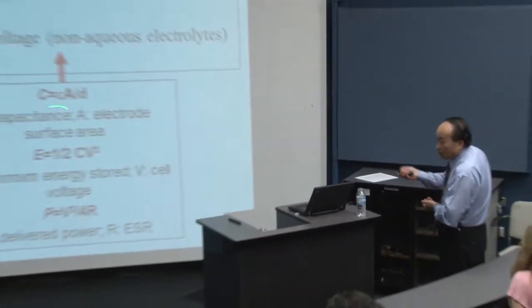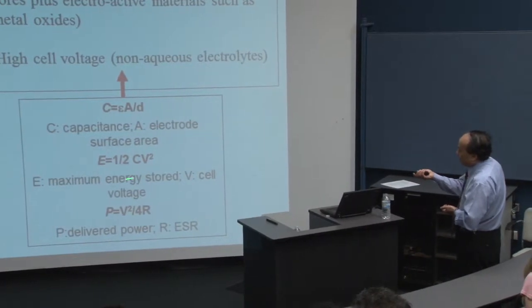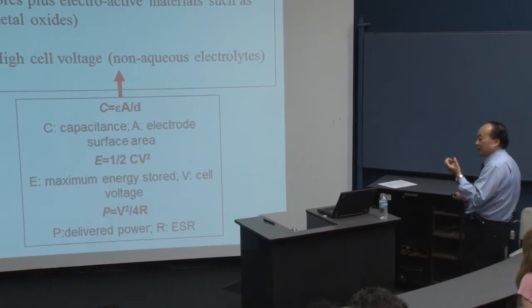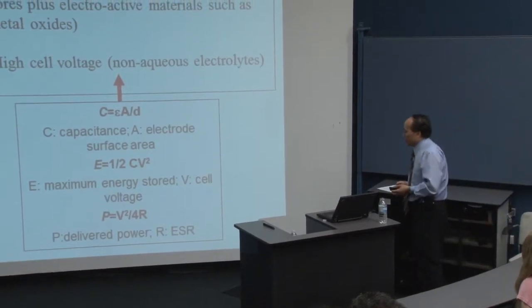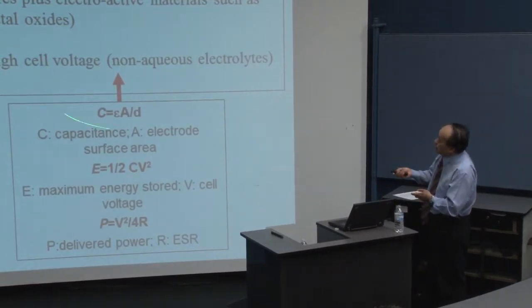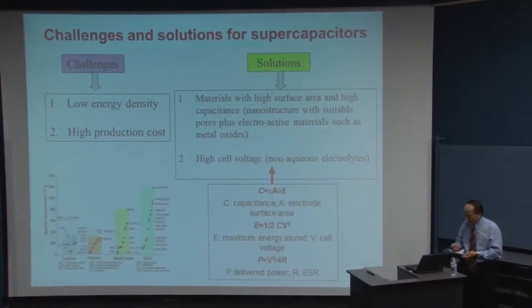You know the supercapacitor energy density equals 0.5 times capacitance times cell voltage squared. If you increase the capacitance, or you increase the cell voltage, the energy density gets bigger. Those are the two directions, right? And also power density. Another thing is to reduce the internal resistance, which is common sense for the battery. Those are the major things, I think, these two: increase the material capacity and increase the cell voltage.